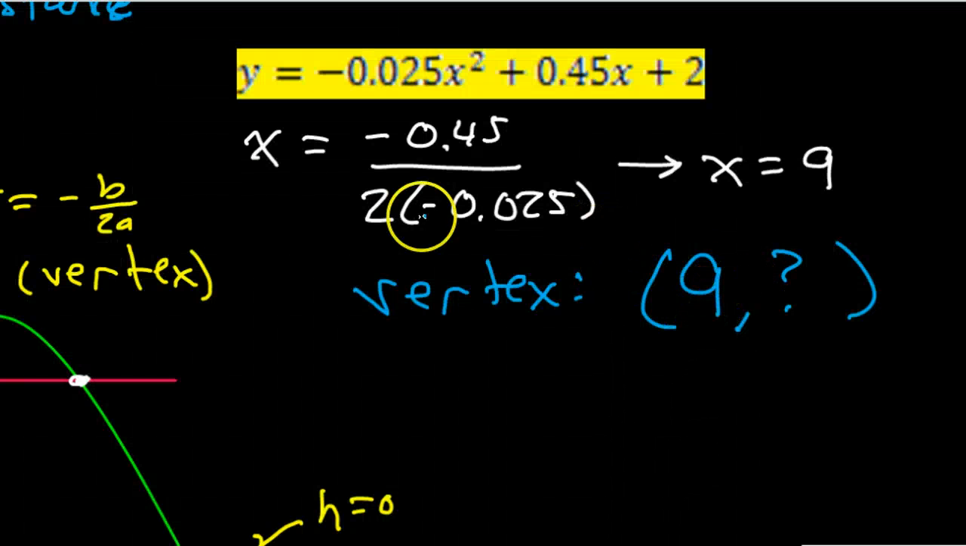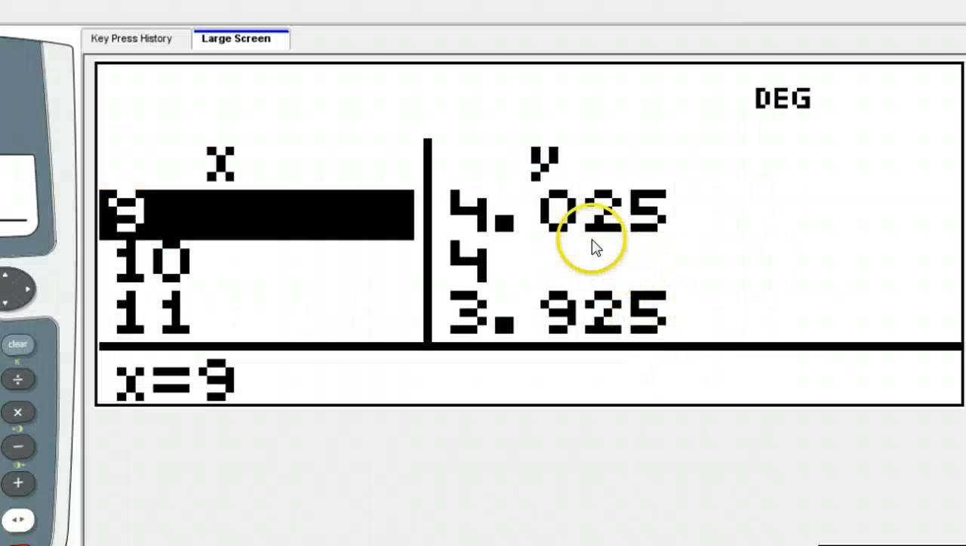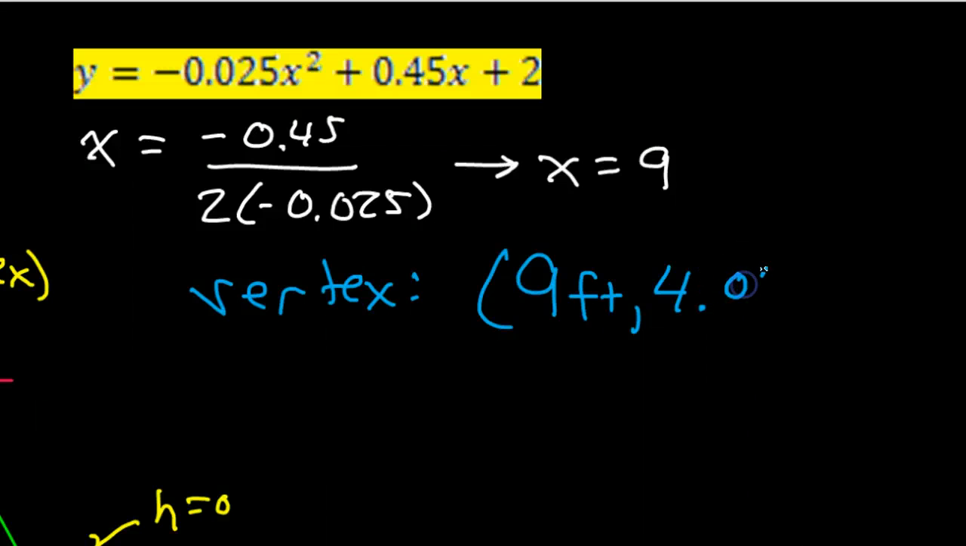Alright, maybe I need to write this bigger. Okay, so horizontal distance of 9 feet. The height is 4. I already forgot what it was. 025 feet.